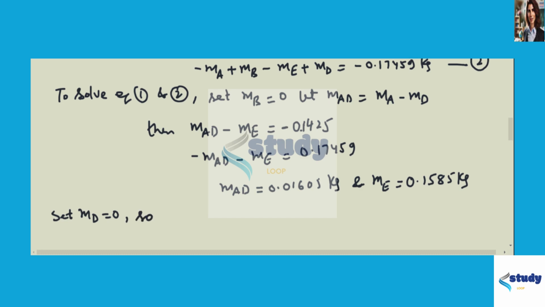So MA is 0.01605 kg. Here we can say the mass at E must be 158.5 gram and the mass at A must be 16.05 gram. That's all for it.